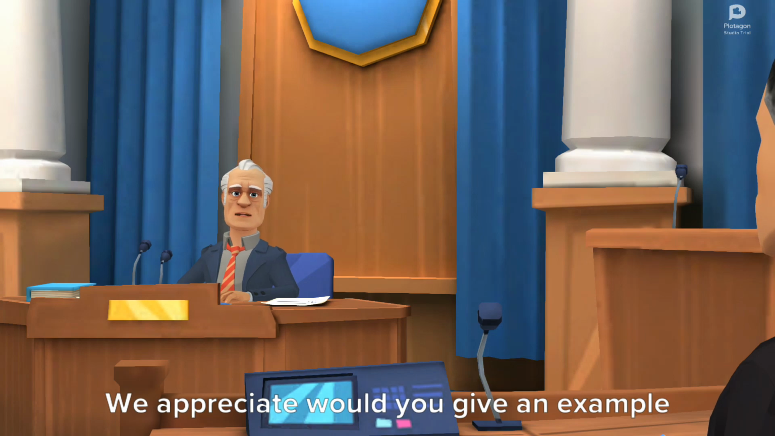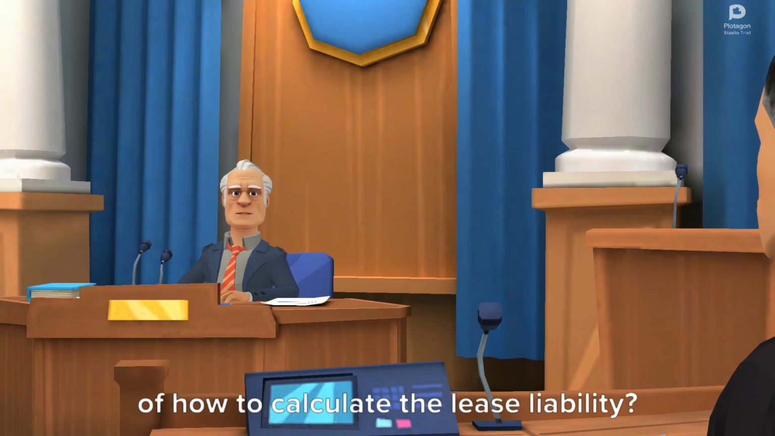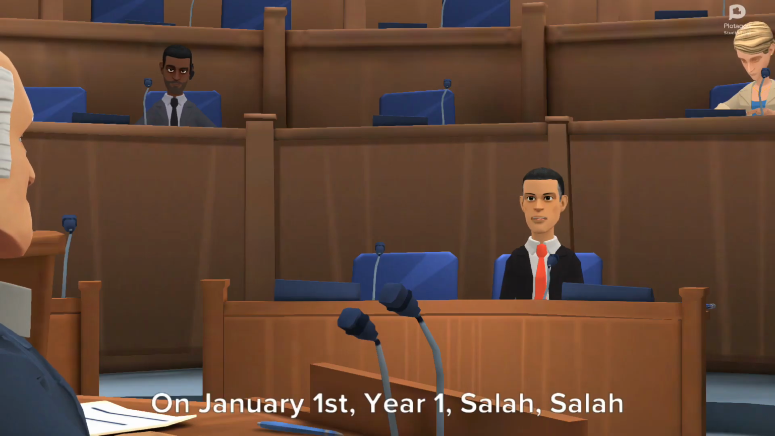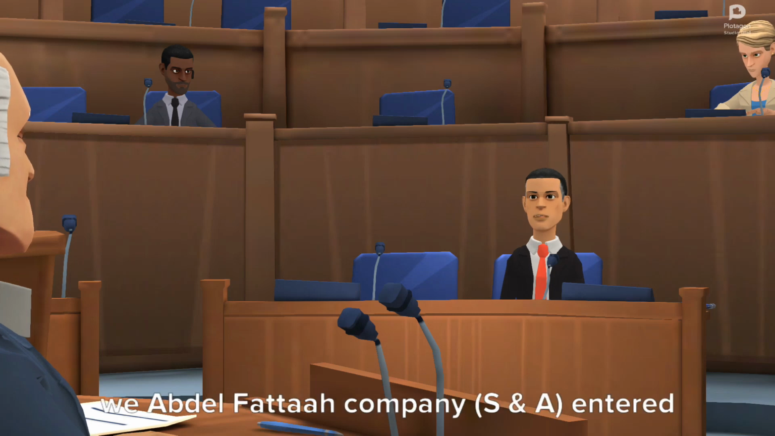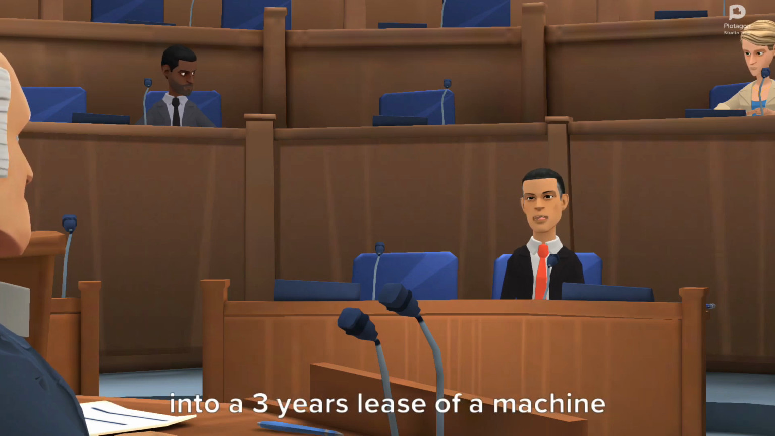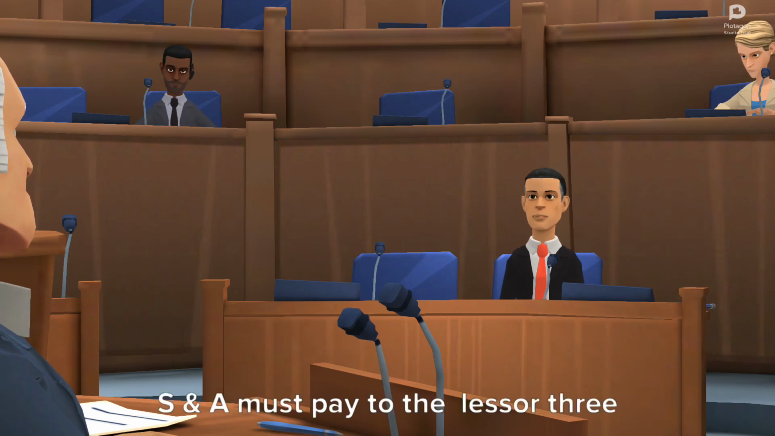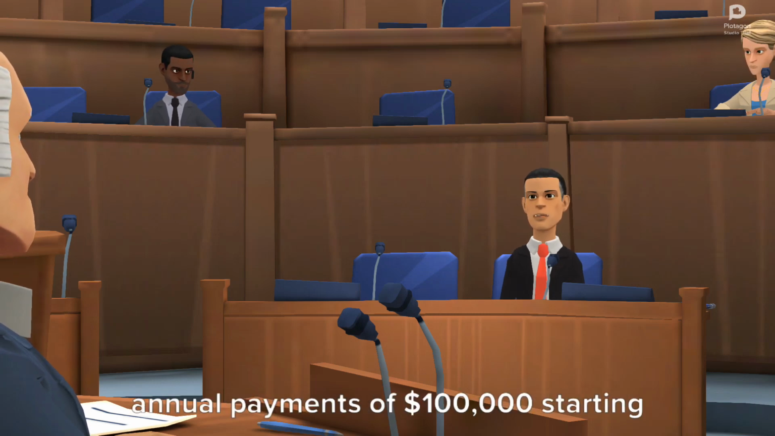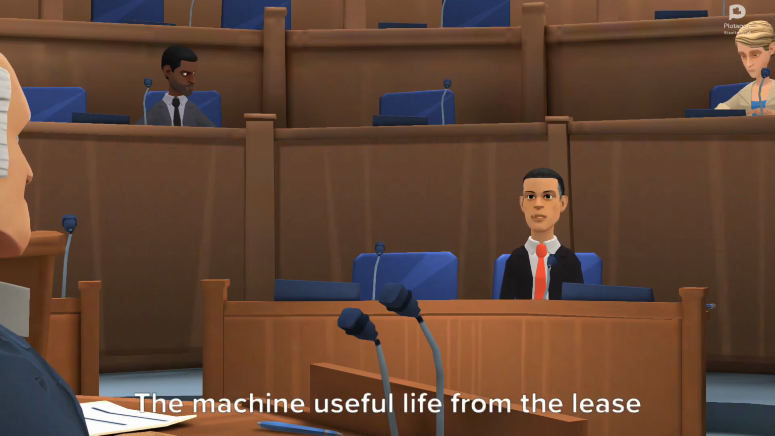Would you give an example of how to calculate the lease liability? Okay. On January 1st, year 1, Salah and Abdel Fattah Company, S&A, entered into a 3-year lease of a machine from a lessor. S&A must pay to the lessor 3 annual payments of $100,000 starting from December 31st, year 1.